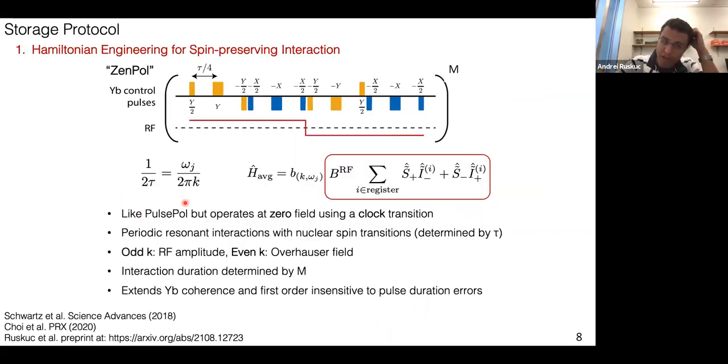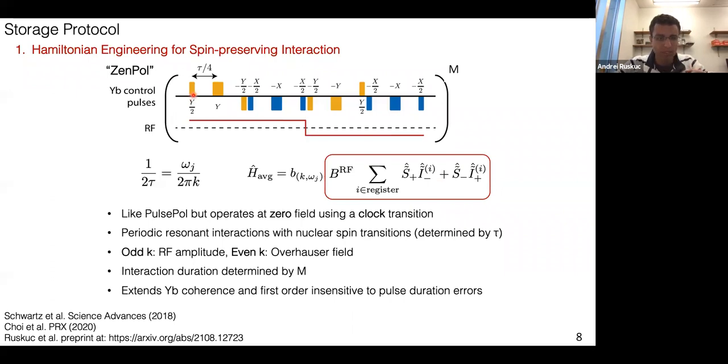We overcome both of these challenges using a novel experimental scheme, which I'll detail over the next few slides. At the heart of this scheme is a new pulse sequence that we developed called ZanPol, which enables us, using dynamical Hamiltonian engineering, to generate a coherent spin-preserving interaction between the ytterbium and the vanadium spins. This is very similar to a pulse sequence which was recently demonstrated. However, a key point of difference is that it generates this polarizing interaction at 0 magnetic field using a clock transition, so using a magnetically insensitive transition.